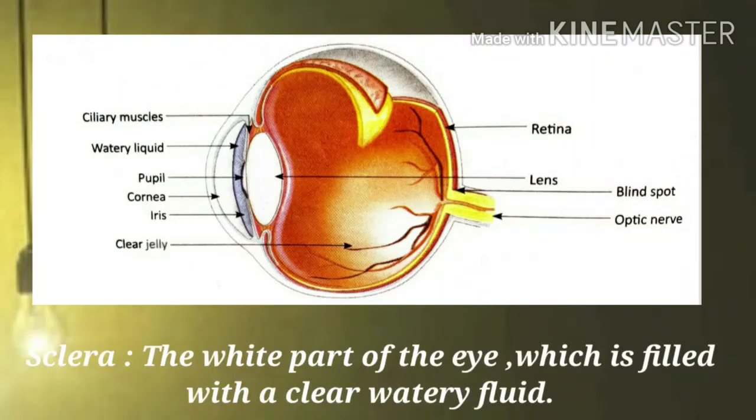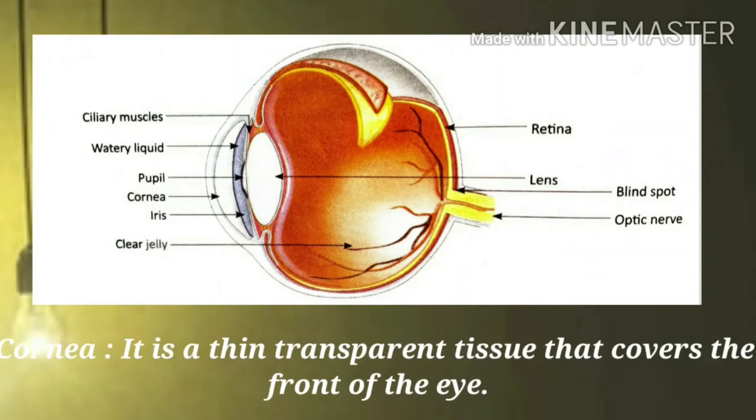The white part of the eye that we can see is known as sclera. So, sclera is the white part present in the eye and it is filled with clear watery fluid. Next to sclera is cornea. It is thin transparent tissue that covers the front of the eye.